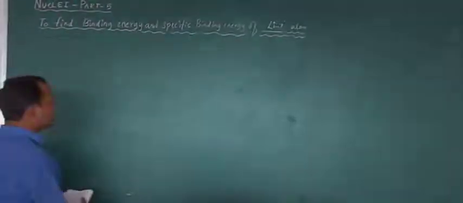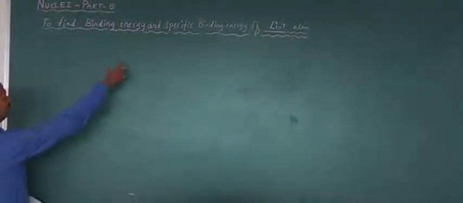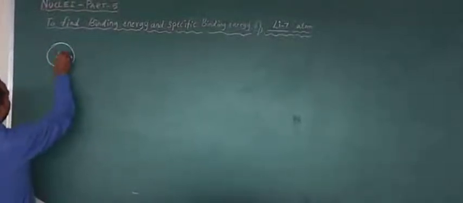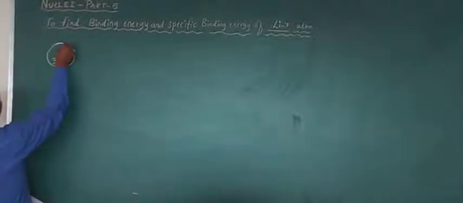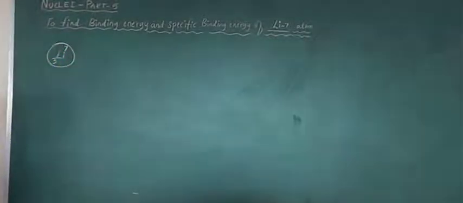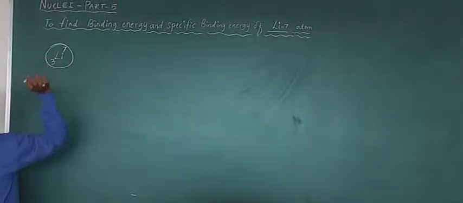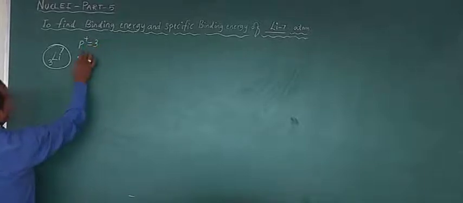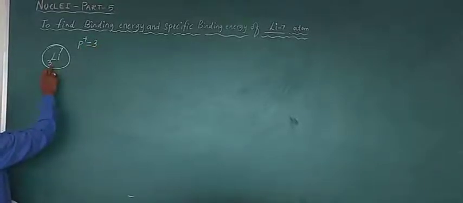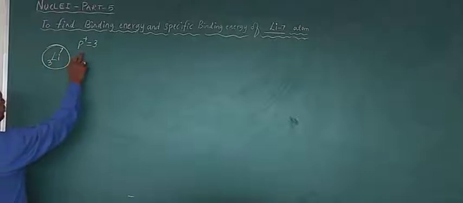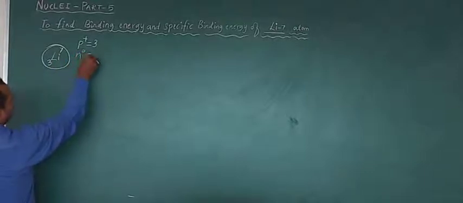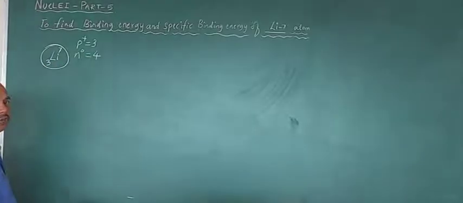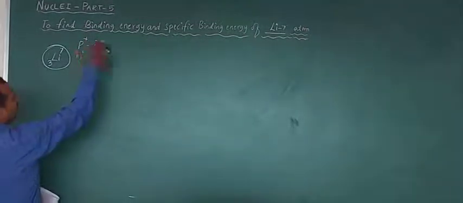To understand this concept, first we should study the nucleus of the lithium atom. That is lithium with atomic number 3 and mass number 7, that is, the lithium 7 atom. Here the number of protons is 3, because the atomic number represents the number of protons, and the number of neutrons is 7 minus 3, which is 4. Total nucleons are 7.